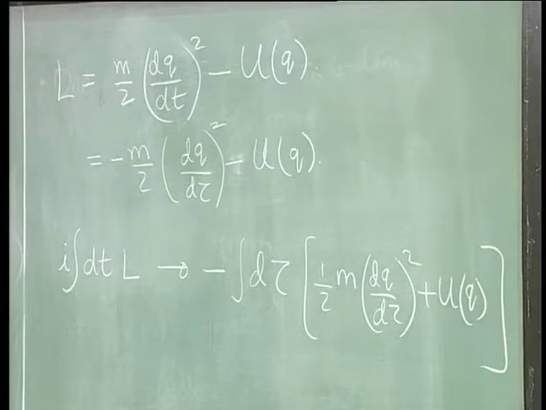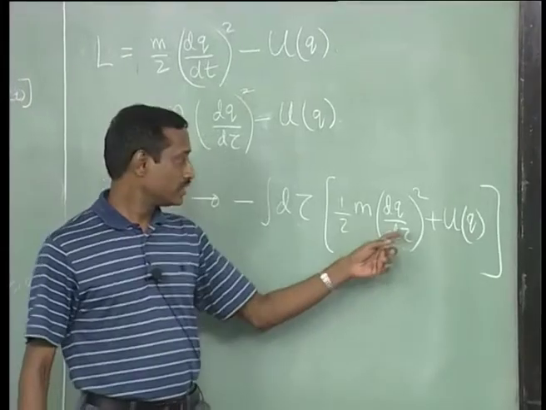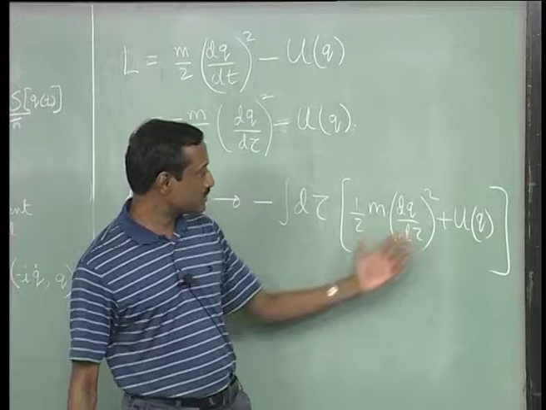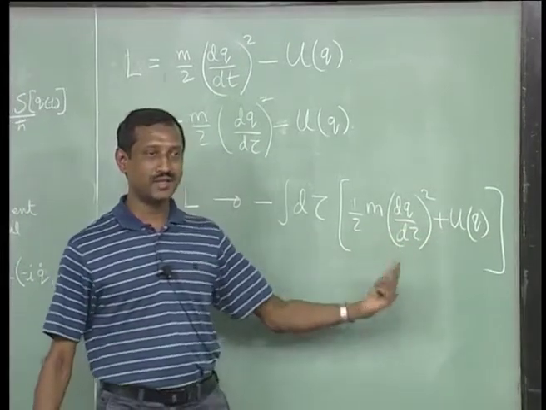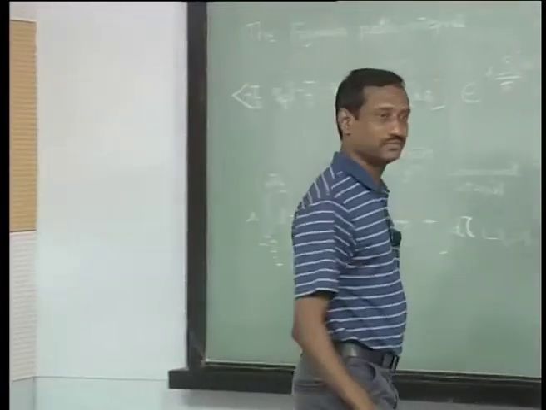So now you can see that if you try to work out the equations of motion for this sort of a guy, this looks like a normal Lagrangian, except there is one change: the potential is inverted.